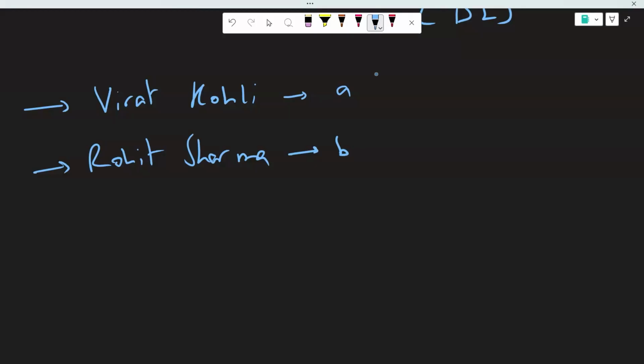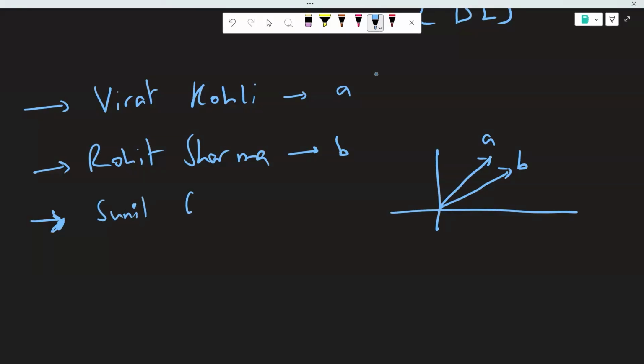For that, in prediction based embedding, I will get some kind of output, which we are going to discuss, using which the vectors will be close to each other. So what will happen? This is A, this is B. A is Virat Kohli, B is Rohit Sharma, and both of them will be close to each other. Let's say there is another one, Sunil Chhetri, who's a footballer, right? Let's say that person is C.